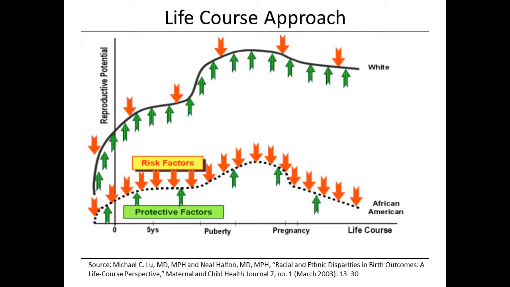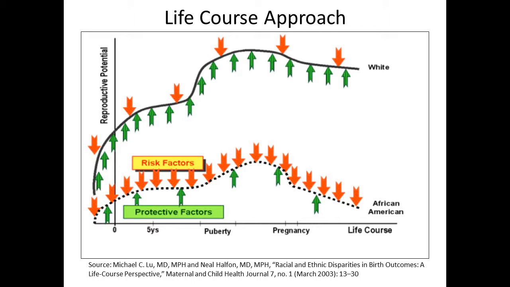A white woman with low education, a teenager, has a better infant mortality rate than a well-educated African-American woman. This is what we call the life course approach, a theory put out by Michael Lu, who is the head of HRSA, one of the big health agencies in the U.S., in the early 2000s. And this is looking at what's going on here.